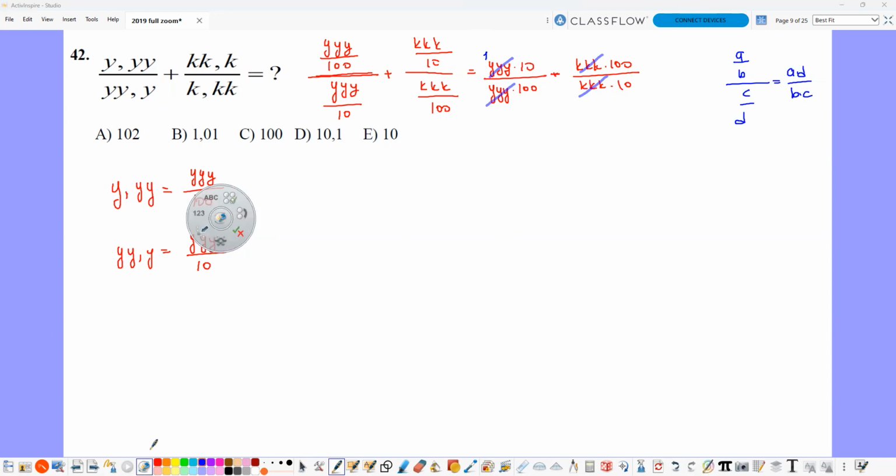Okay. Here it is. This is equal to 1 and 1, which means that the question becomes 10 over 100, which is equal to 0.1, plus 100 over 10, which is equal to 10. Then the answer is going to be 10.1, which is equal to D.